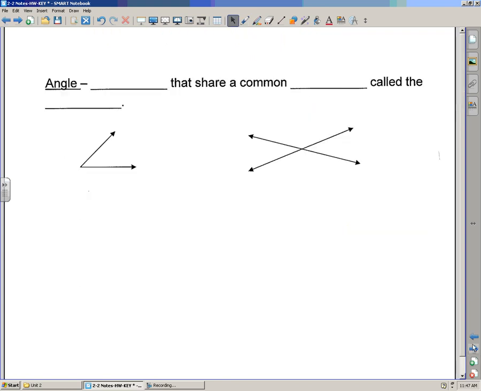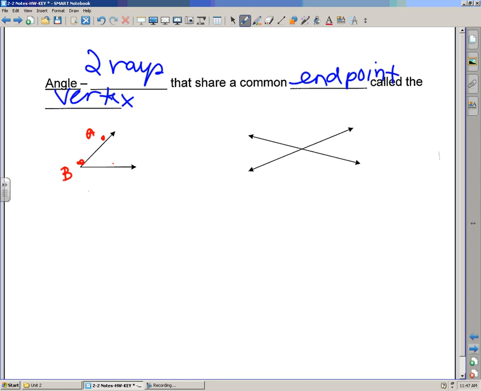When we talk about angles, an angle is made up of two rays that share a common endpoint. And this endpoint is called the vertex. You should see one angle on that picture on the left, and you should see 4 angles in the picture on the right. If we start putting points on these rays, let's call this A, this is the vertex B, and that's C.